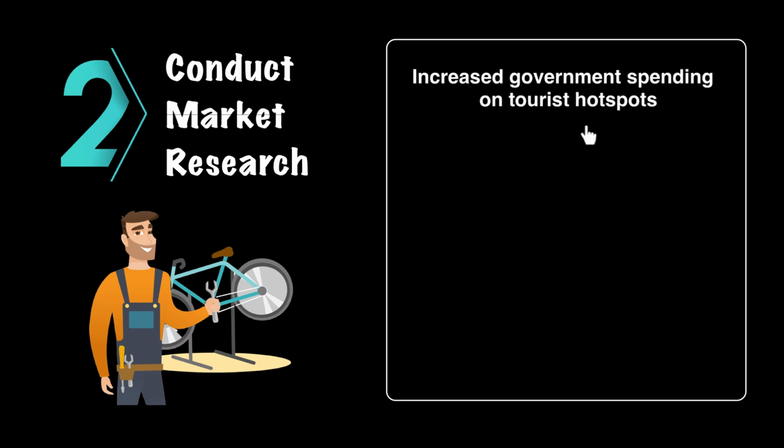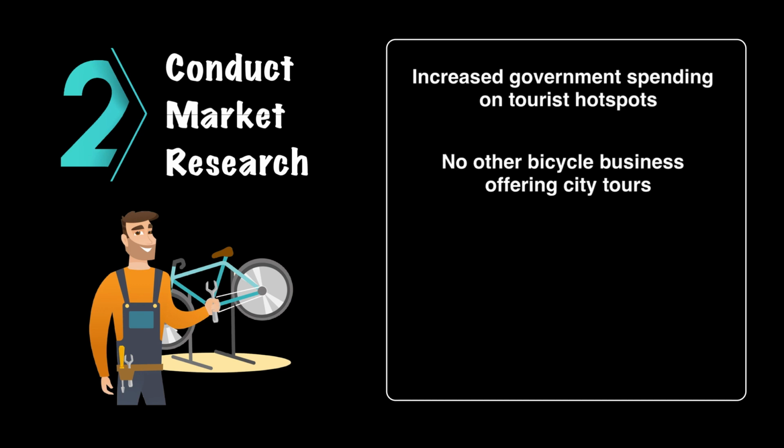Maybe visitors want to go about the city and they could go do so on a bicycle. So that's an opportunity that he only found out once he conducted research of the market. So you identify things that are impacting you and that are happening around you at this stage. Additionally, he also figured out that there are no other businesses that sell bicycles but also offer city tours.